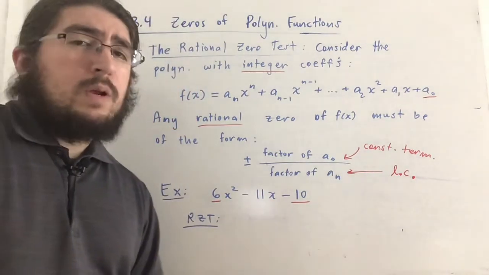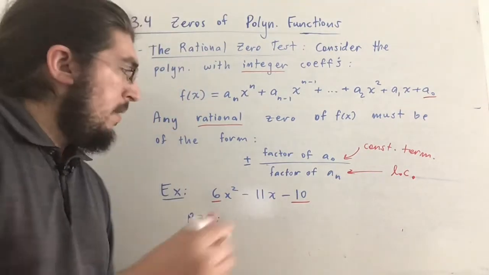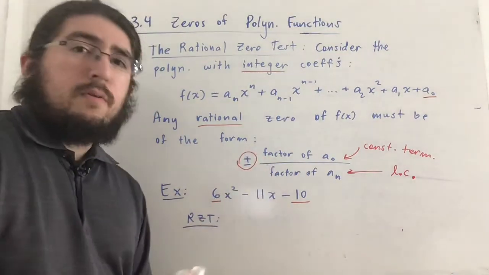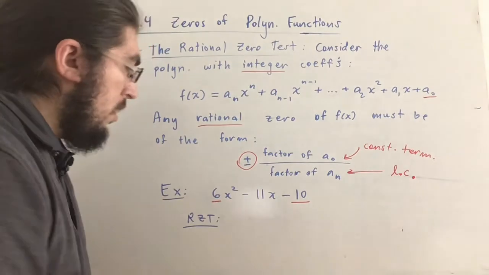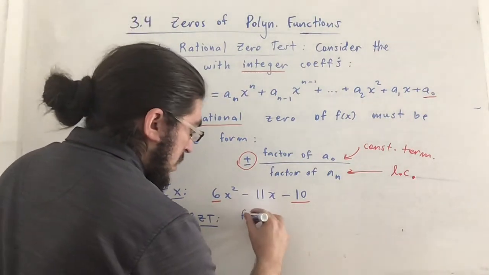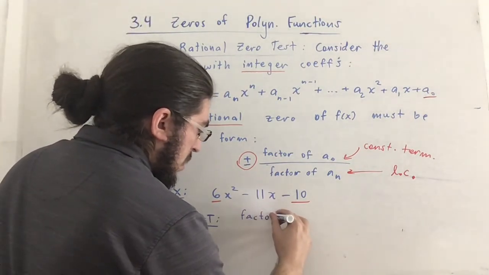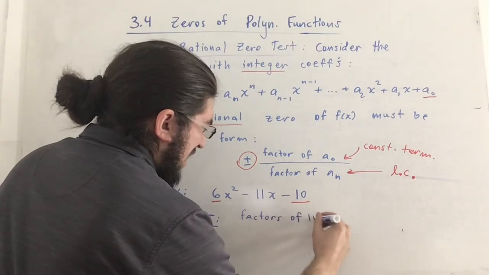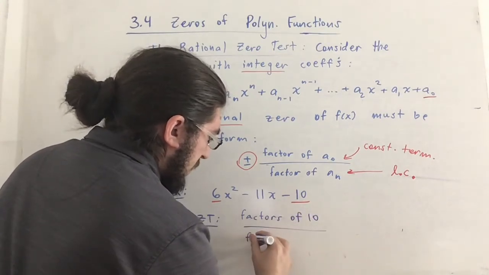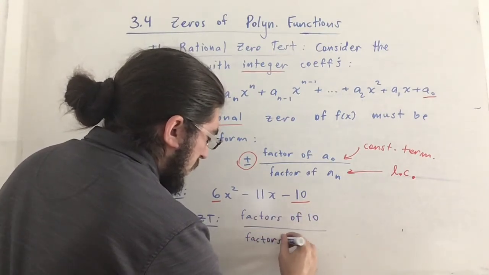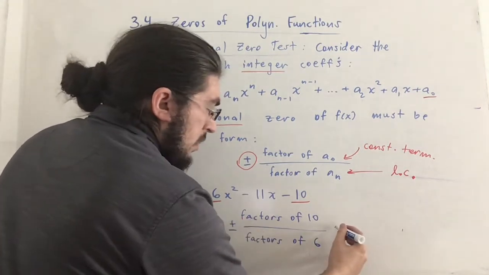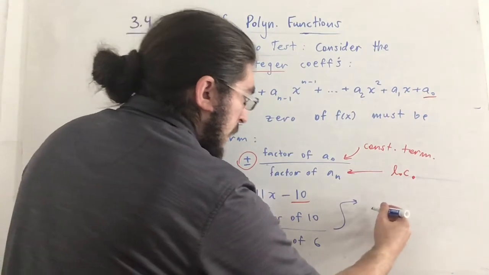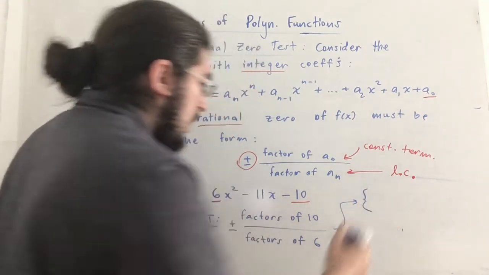Now in reality, we don't care about the sign. Why? Because this plus or minus will handle that for us. So right now, let's just focus on 10 and 6. What are factors of 10? And then what are factors of 6? And then plus or minus those. So here's what we're going to get as our list, and let me write them in braces.